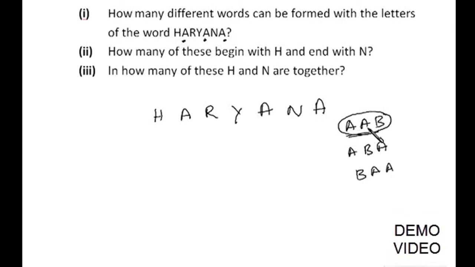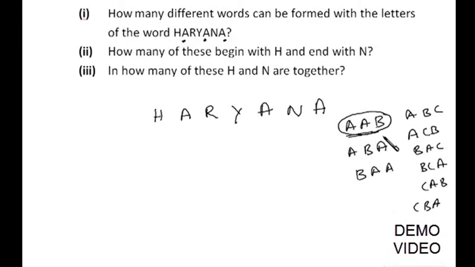So what is the concept over here? Suppose I have ABC, then how many ways will be there? ABC, ACB, BAC, BCA, CAB, and CBA, right? So in this case I have 6 arrangements, but in this case I have just 3 arrangements. Why? Because 2 letters are same, right?